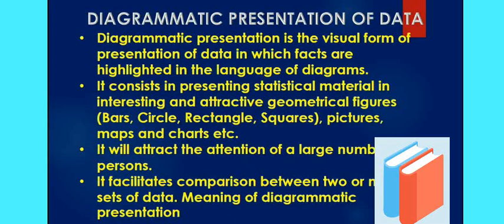A diagram is nothing but a visual form of presentation of data. If, instead of data numbers, you see the diagrams, we can easily say which one is greater and which one is smaller. So that is the main concept of diagrams. Some types are the box diagram, circle, rectangle, square, and it attracts the attention of a large number of people. And using this, we can compare two or more sets of data.